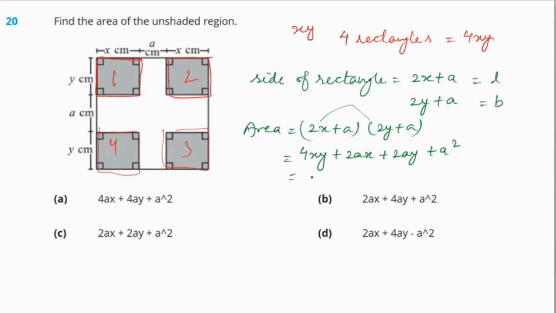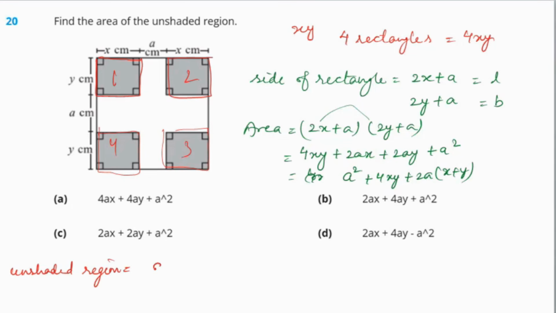And we can write this in another form as well: a square plus 4xy plus 2a, taking x plus y as common. Okay, and we need to figure out the area of the unshaded region from that. For that, we need to subtract the shaded part from the total to find the area of the unshaded region.